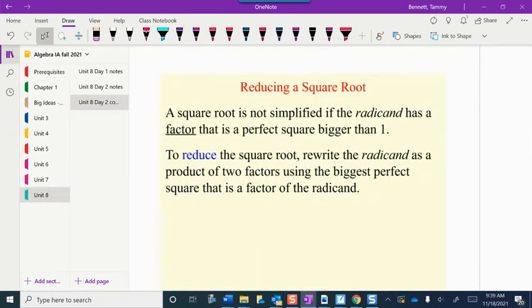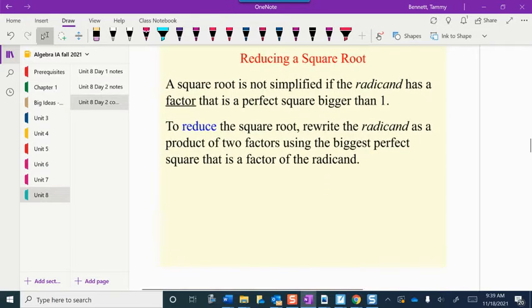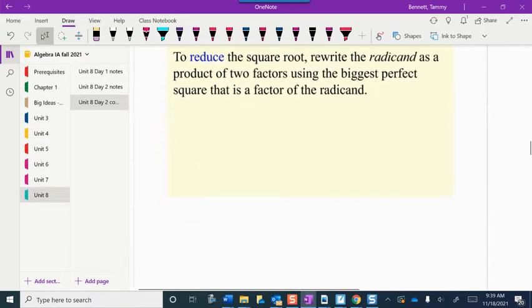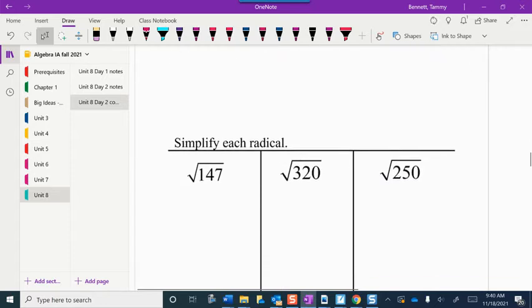A square root is not simplified if the radicand has a factor that's a perfect square bigger than 1. And to reduce a square root, rewrite the radicand as a product of 2 factors using the biggest perfect square that is a factor of the radicand. Ooh, what's that mean? It's what we did yesterday.